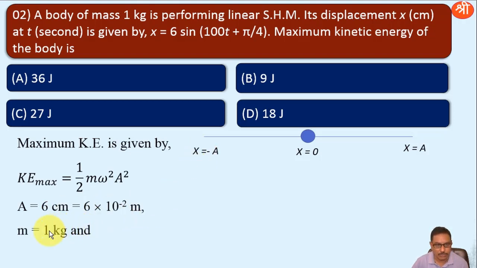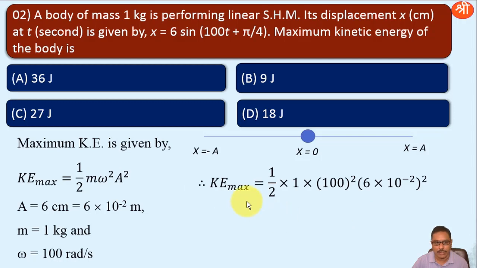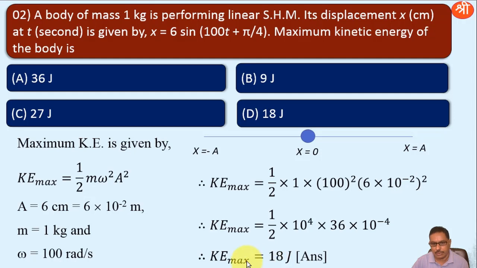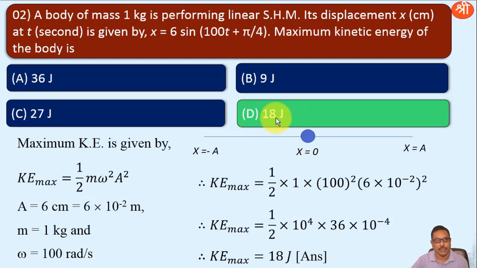Second value is mass which is 1 kg given here, and omega is equal to 100. If you compare the standard equation with this given equation, then you get omega equal to 100 radian per second. Here all quantities are known. Keep these values in this equation, so we get kinetic energy KE max equal to half into 1, mass is 1 kg, then omega is 100, so 100 square into a square, 6 into 10 raised to minus 2 bracket square. Solve this. After solving this, we get maximum kinetic energy equal to 18 joule. So the correct answer is 18 joule. Therefore, the correct option is D, 18 joule.